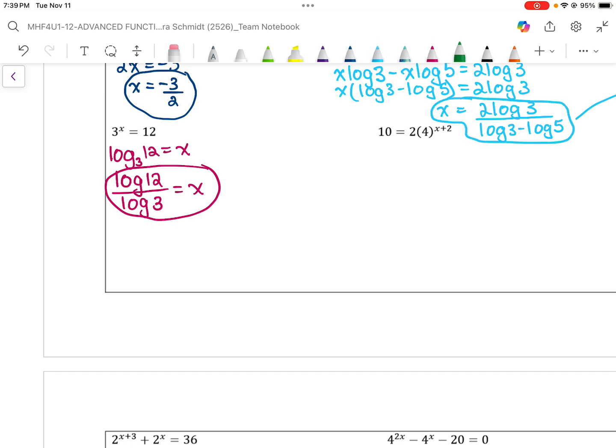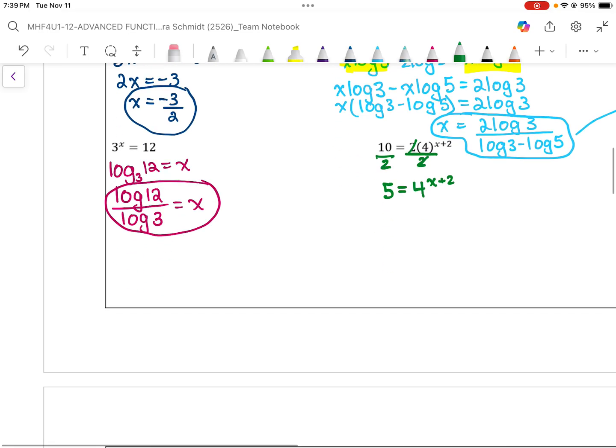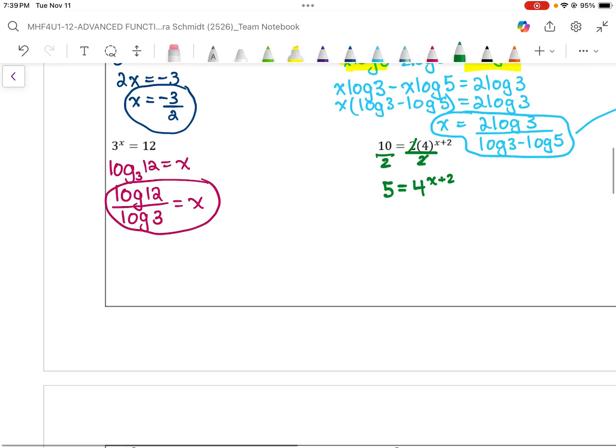You have 10 equals 2 times 4 to the power of x plus 2. I'm going to straight off the bat divide both sides by 2. That's fine to do because these 2's can just cancel out. So that becomes 5 equals 4 to the power of x plus 2. Now I'm kind of in a similar boat to like this red one and this blue one, where 5 and 4, I can't make them have the same base. So I'm going to switch this to logarithmic form.